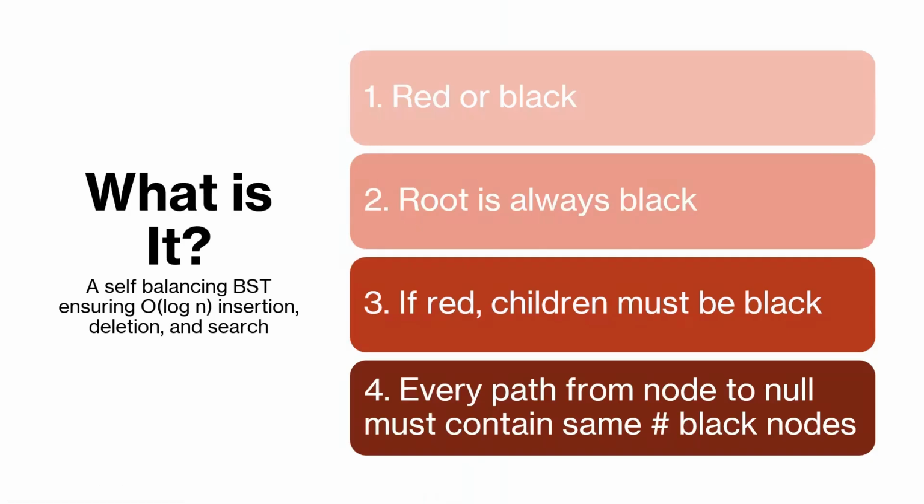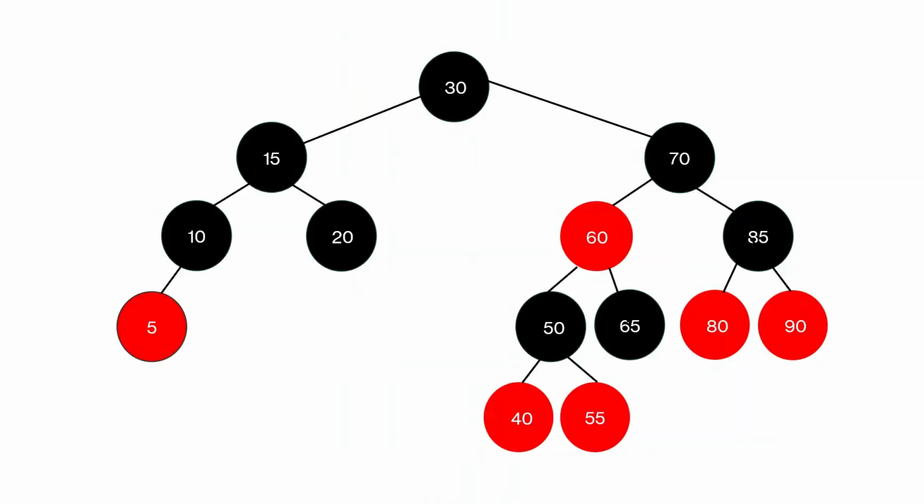Red-black trees. A red-black tree is a self-balancing binary search tree that ensures O(log n) insertion, deletion, and search. The four properties of a red-black tree are: each node is colored either red or black, the root is always black, and if a node is red, its children must be black. The last property ensures that every path from a node to null must contain the same number of black nodes.